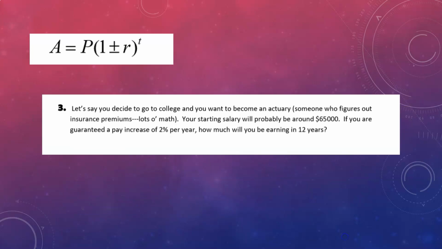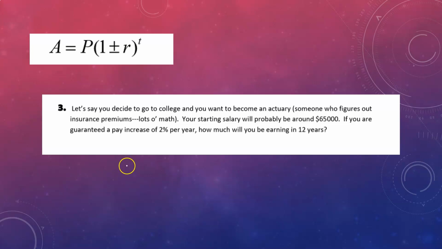Alrighty, the next one. Let's say you decide to go to college and you want to become an actuary. That's a really good job. Actually, someone who figures out insurance premiums, tons of math in that job. Your starting salary will probably be around $65,000. If you are guaranteed a pay increase of 2% per year, how much will you be earning in 12?